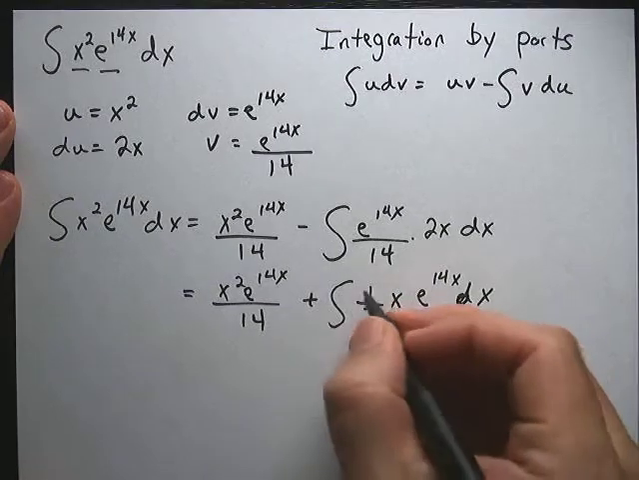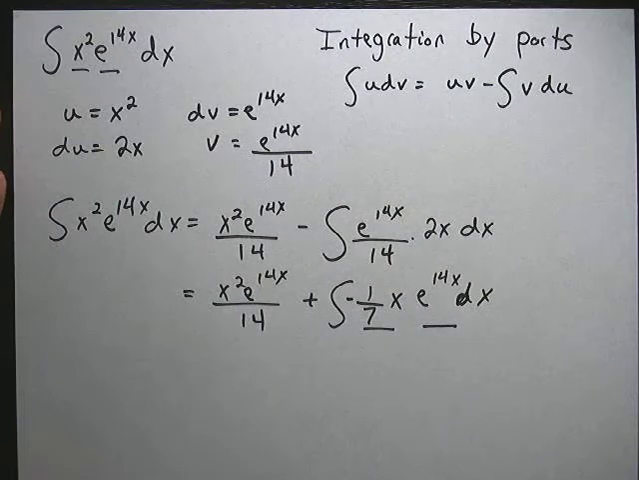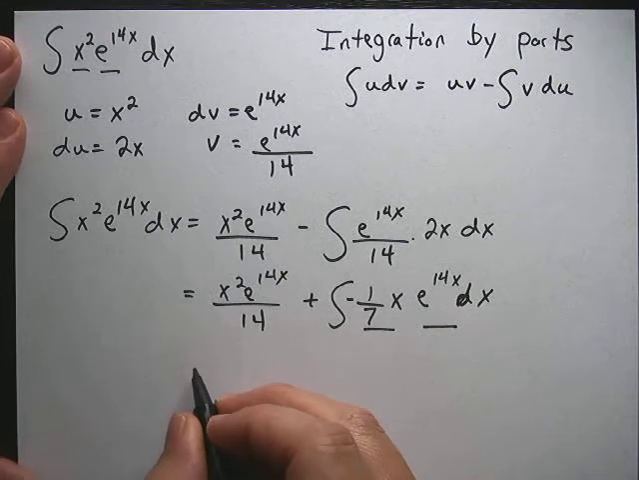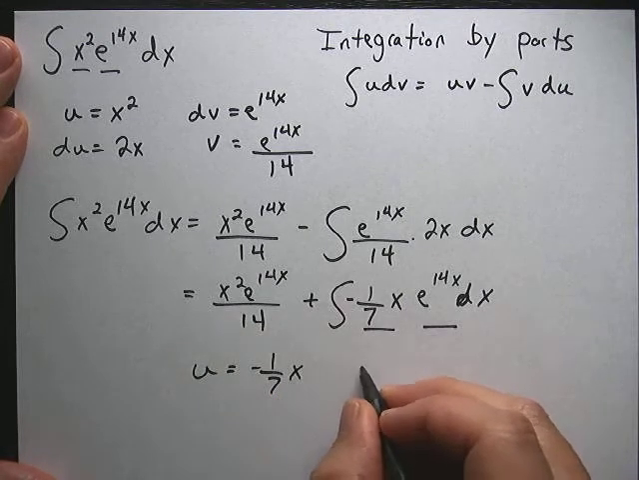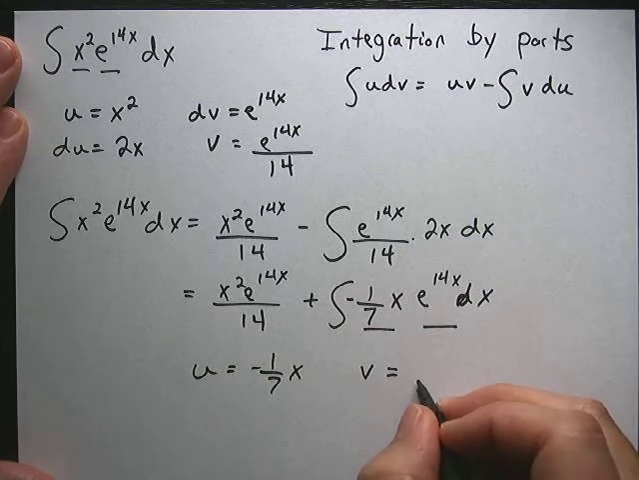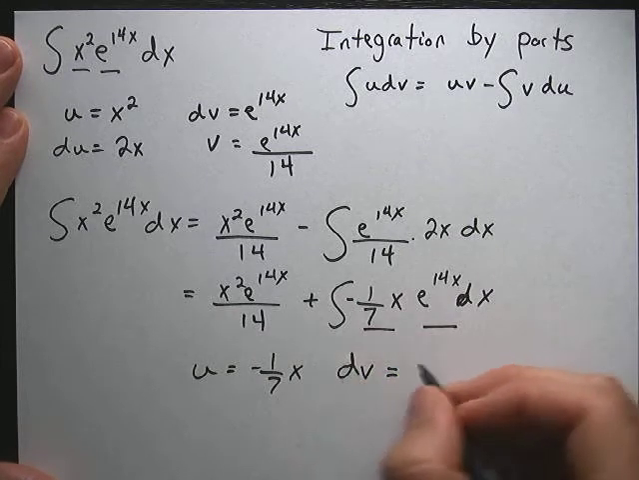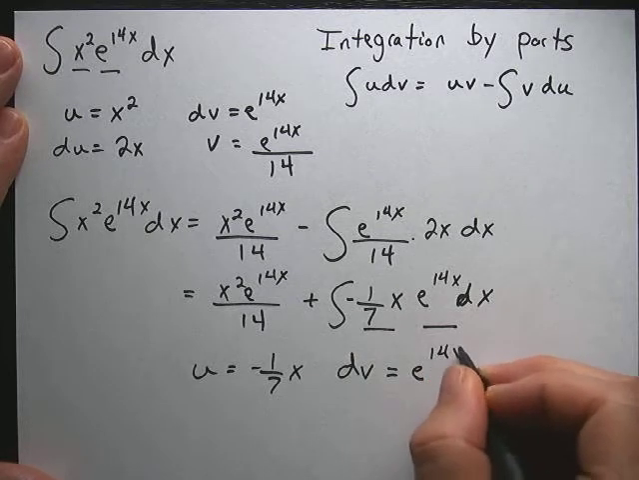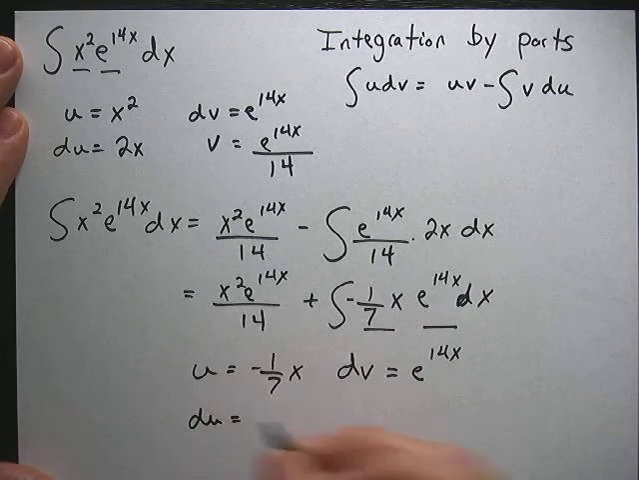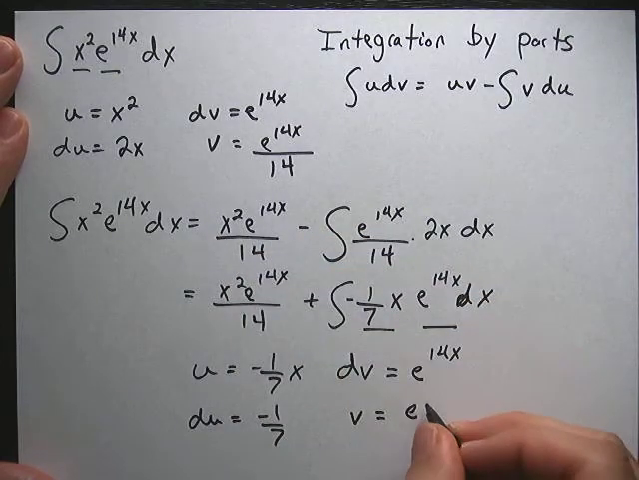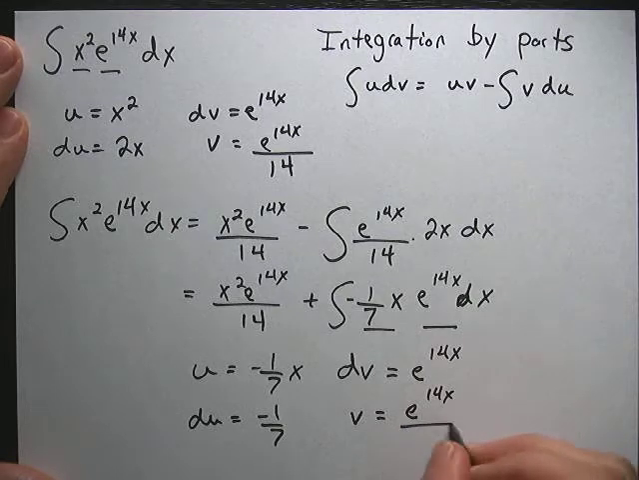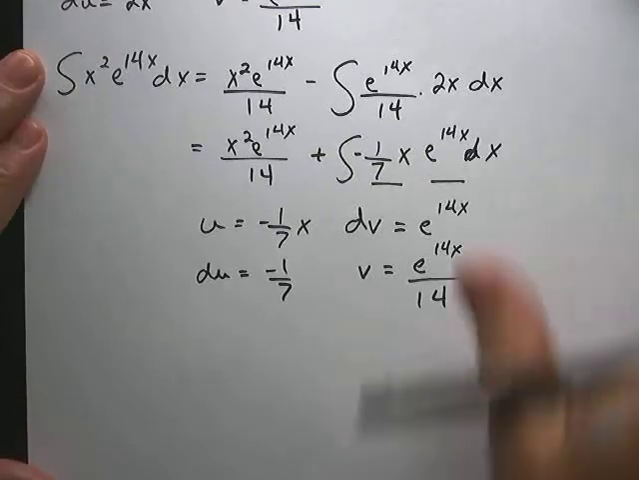So we could put a plus sign here and just carry that negative into the integration by parts. So if we say u is equal to negative 1 over 7x, and dv is equal to e to the 14x dx, du will be negative 1 over 7 dx, and v will be, just like last time, e to the 14x over 14. Okay, so let's do integration by parts again.